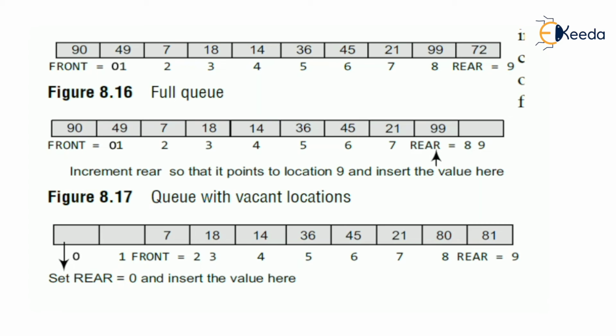So the first condition we are considering is the concept of a full queue. Next is the concept of a queue with a vacant location. The third one is, if some vacant location is created at the front side, set rear equal to 0 in that case and insert the element.